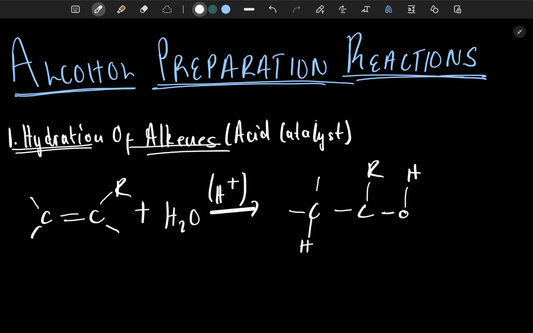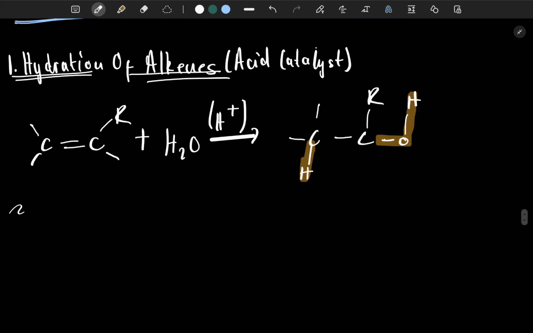So that's what's going to happen. On one of the C's, we got an OH here. This guy, we got the OH. And on the other one, we got the H. So that's what's going to happen. Now we go to reaction number two. In reaction number two, we are going to have aldehydes and ketones.